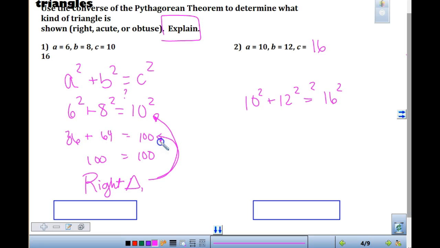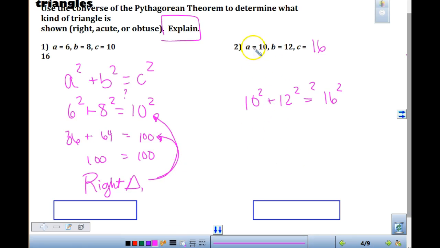So this work is kind of your explanation. If you don't put the work down when you're answering the questions and you just say yes or no, I'm probably not going to give you credit for that. Can the explanation just be 100 equals 100? Nope, you'd want to point to one of these two for me.